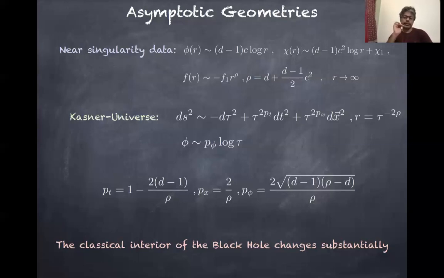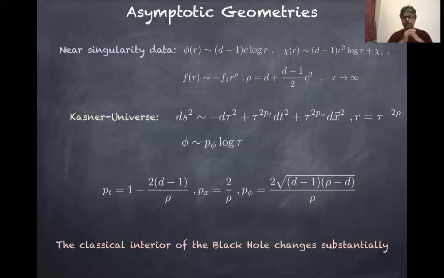To put it more directly, you can do a coordinate change, for example, r is equal to tau to the minus 2 rho. If you do that substitution, this metric will take a very standard form of a Kasner universe. Now remember that r has become time-like, so d tau squared, which is actually a radial coordinate, has a minus sign, and dt, which was time-like outside the black hole, has now become space-like, so it has a plus sign, and so on and so forth. All these exponents, pt, px, etc., p phi, are determined in terms of the dimension in which you are working, as well as this constant c. This constant c is not something we can fix from this asymptotic analysis, but it is fixed, not free, in terms of the boundary data.